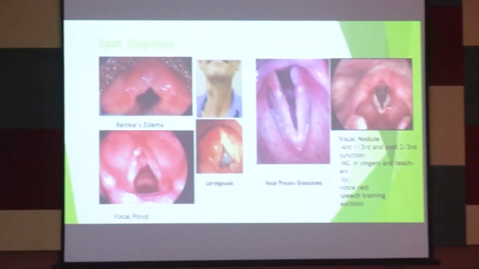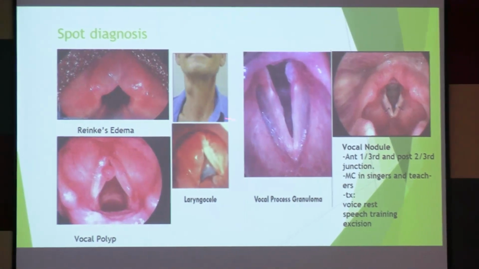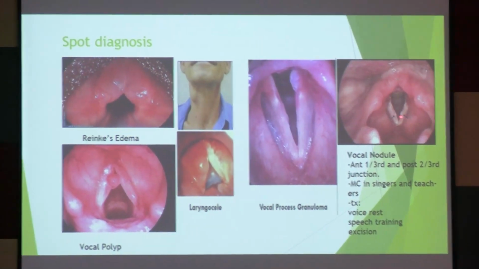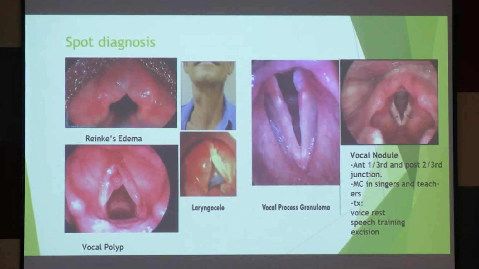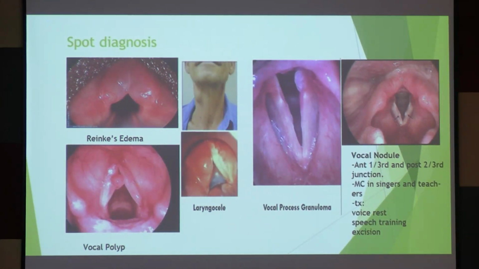This is vocal nodule, also known as singer's nodule or teacher's nodule or politician's nodule or whatever you call it. This is the typical location, at the junction of anterior one-third and posterior two-thirds, where there is nodule formation, okay, because this area mostly vibrates during high pitch of voice, right?